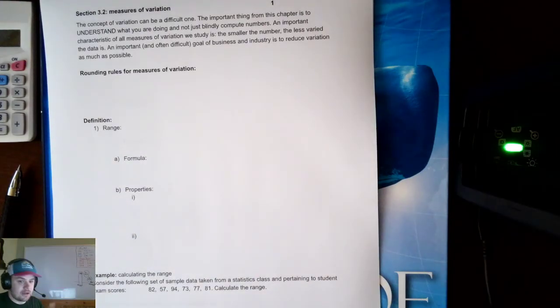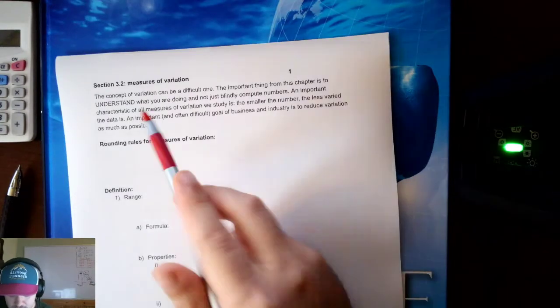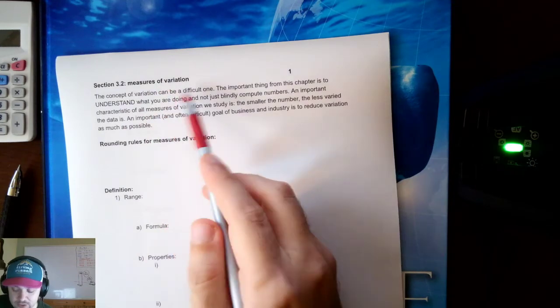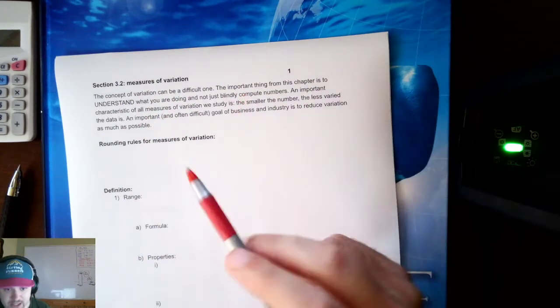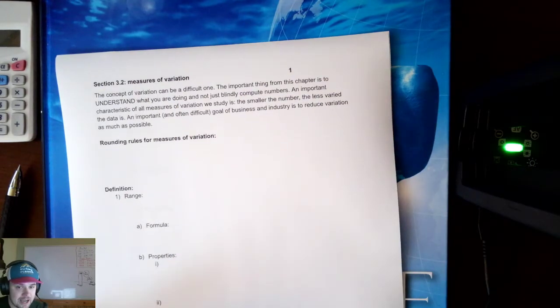Today we're going to be talking about Math 121, section 3.2, and this deals with measures of variation. And I wanted to start off with a disclaimer that the concept of variation can be a difficult one. The important thing is to make sure you understand what you are doing, and you're not just blindly calculating numbers. Make sure you understand why we care about these numbers.